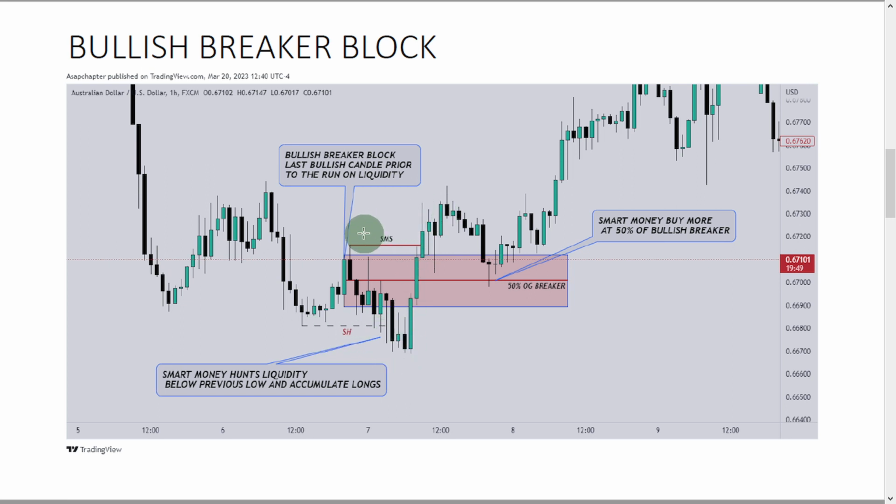So we are going to engage our buy entries from the bullish breaker, and we say that the bullish breaker is the last bullish candle prior to the run on liquidity. This is the last bullish candle prior to the run on this low. After we break structure, we box this candle out as our bullish breaker. Now the 50% of that candle is ideal for entry.